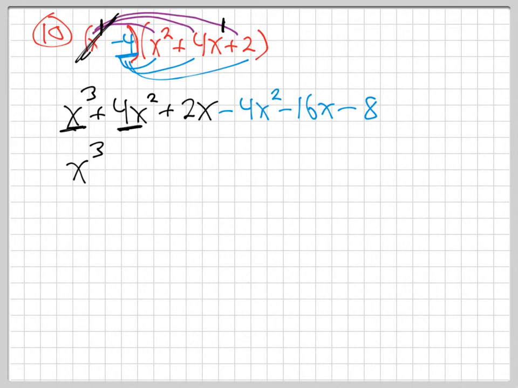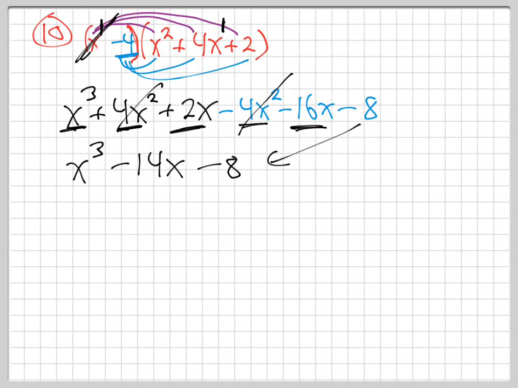What happens with 4x squared and minus 4x squared? They just drop out, don't they? And then 2x minus 16x. If you gain $2 and lose $16, your bank account's minus 14x. And finally, the minus 8. Notice how I cross them off, circle them, underline them, just so you don't lose any.